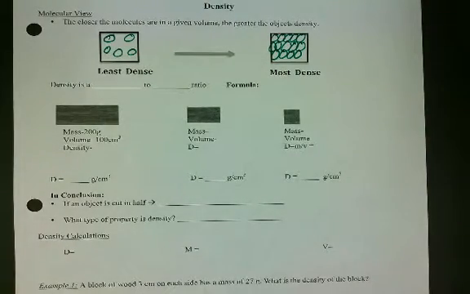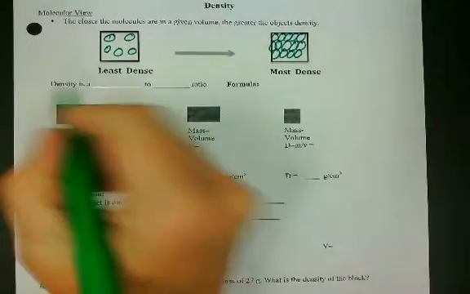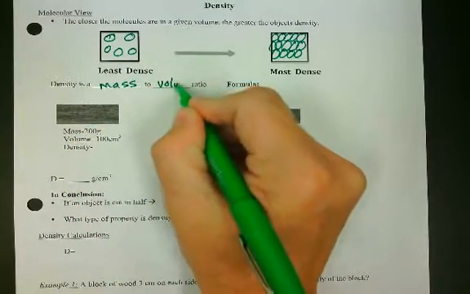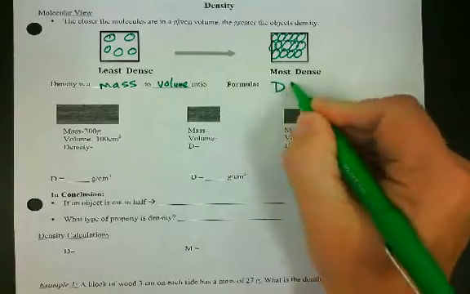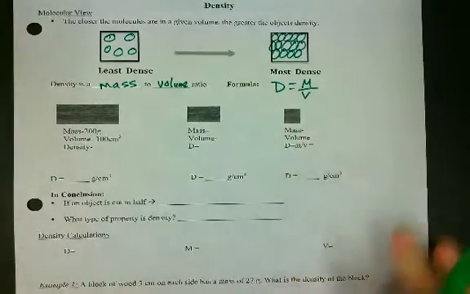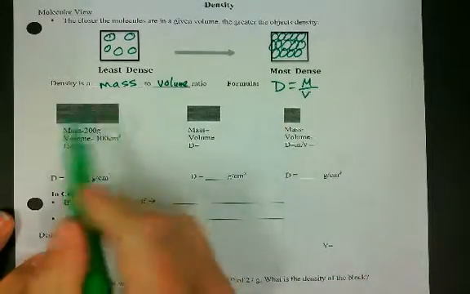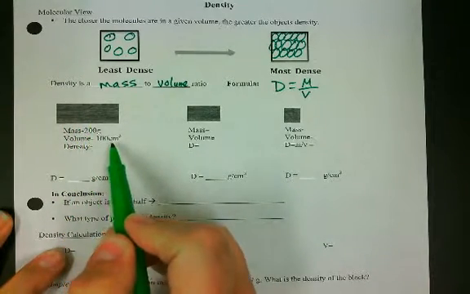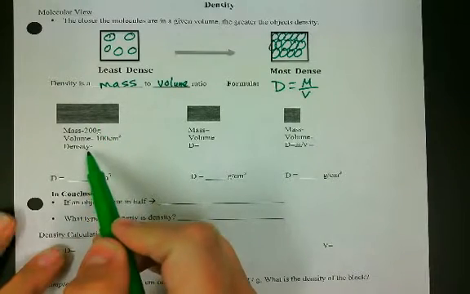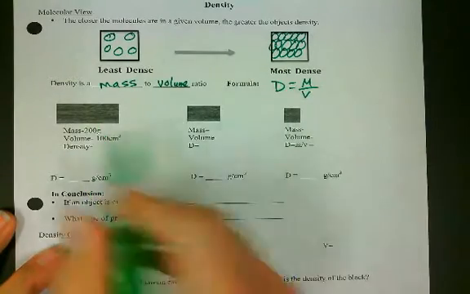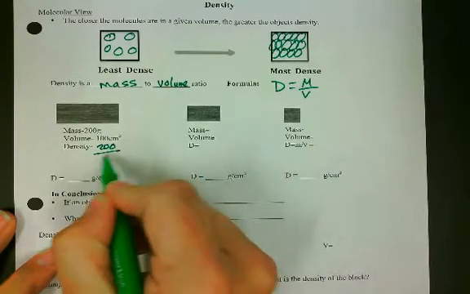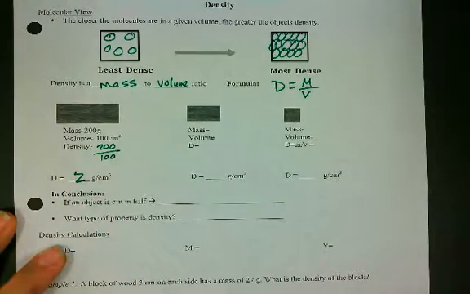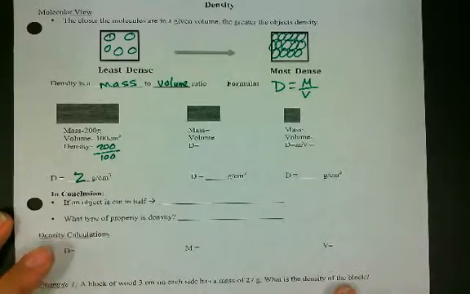When we start talking about density, there are two things that we have to account for. Density is a mass to volume ratio, basically. So our formula is D equals M over V. If we first look at this block, the mass of it is 200 grams. Our volume is 100 cubic centimeters. So what is our density? We take our formula, 200 divided by 100, and that gives us 2 grams per cubic centimeter for density.